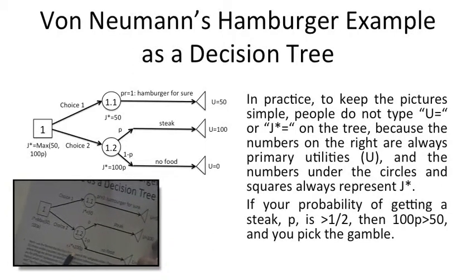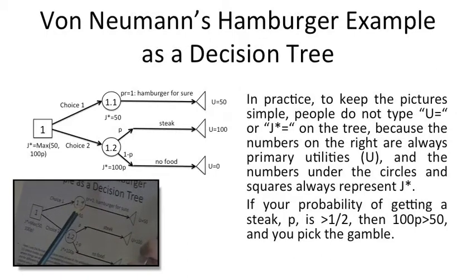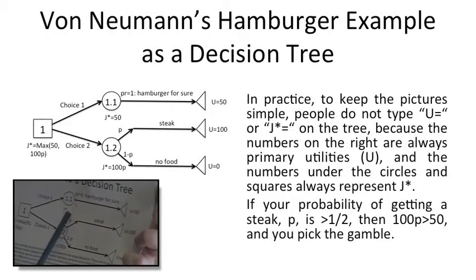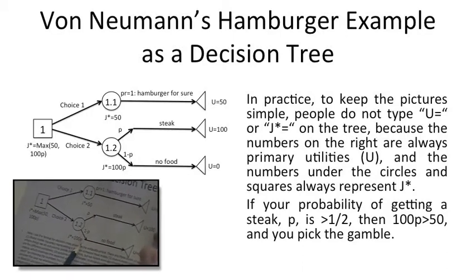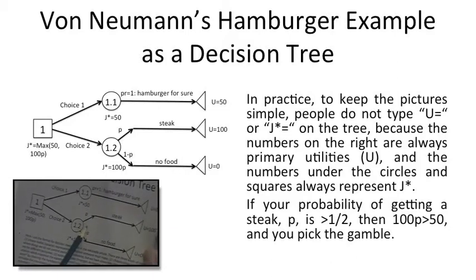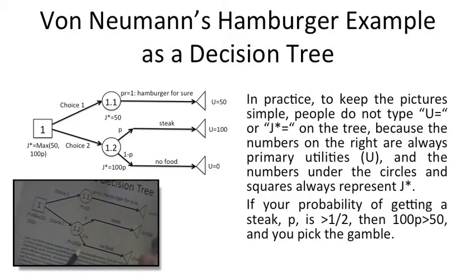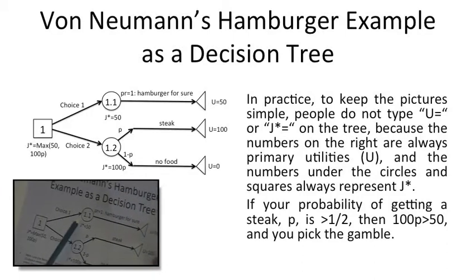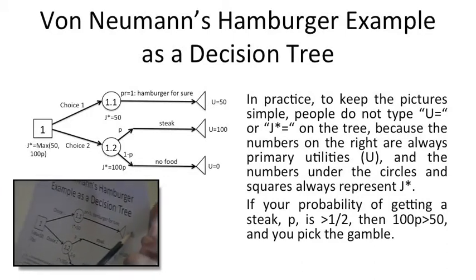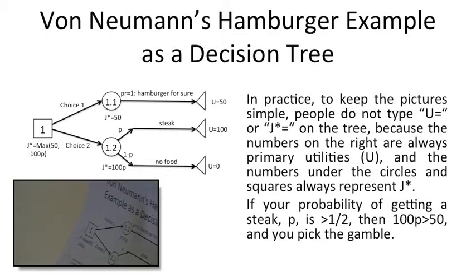It's the same thing that's in the Bellman equation. And then when you make a choice, you look at these two values. Which is bigger, 50 or 100 times p? Well, if your chance of a steak is more than 50%, you'll go with this, because 100 times p is bigger. But if your chance of getting a steak is less than 0.5, then this is a bigger number, and you'll choose the hamburger. So that's the basic idea here.